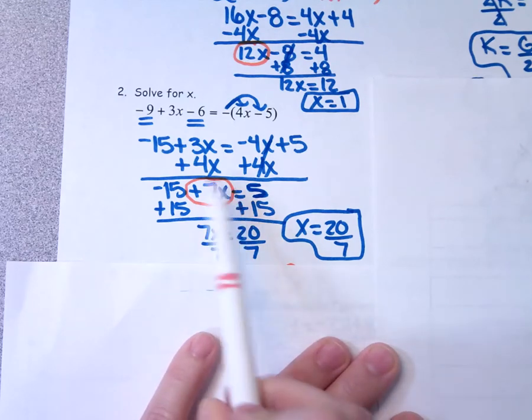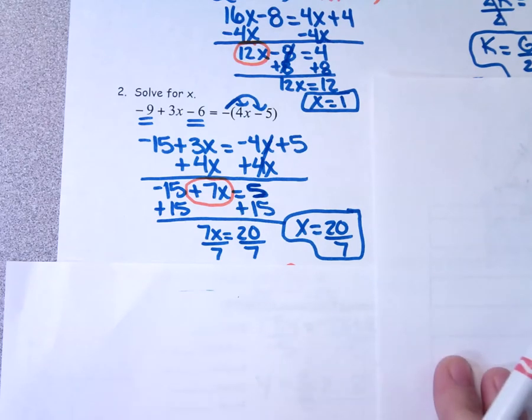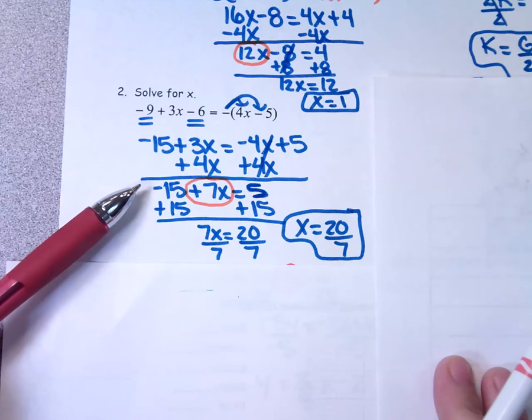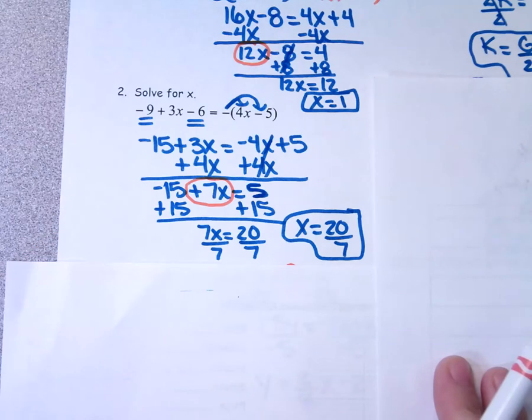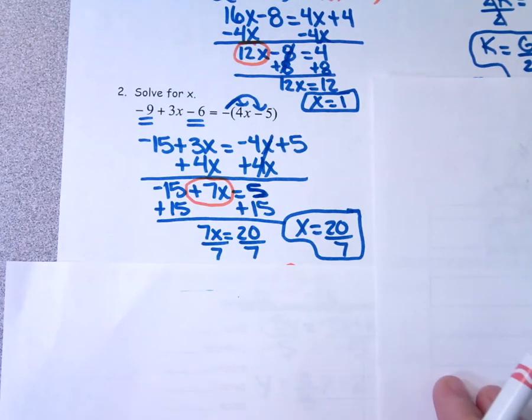Once I only have one x, I circle everything smushed with it. I add or subtract whatever's outside the circle. So I get rid of my minus 15 by adding. You get 7x is 20. When you undo your multiplication with division, you can't actually divide 20 by 7. You can't reduce 20 over 7. So I just leave it 20 over 7.